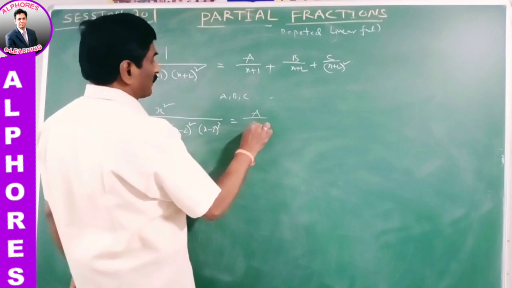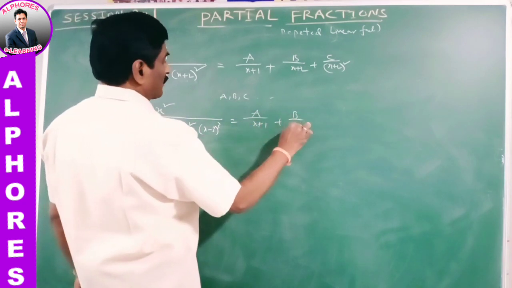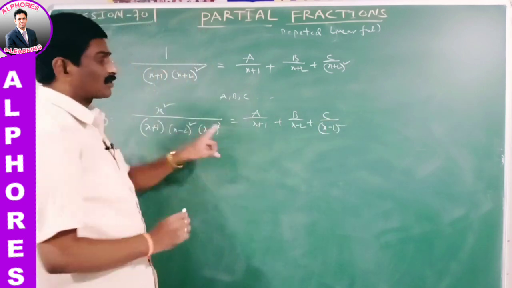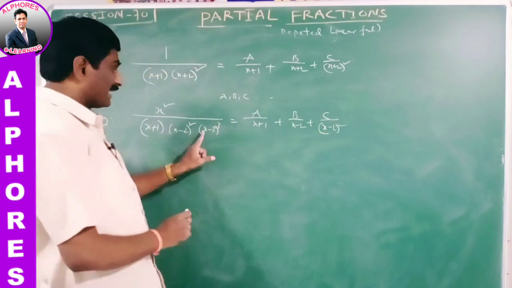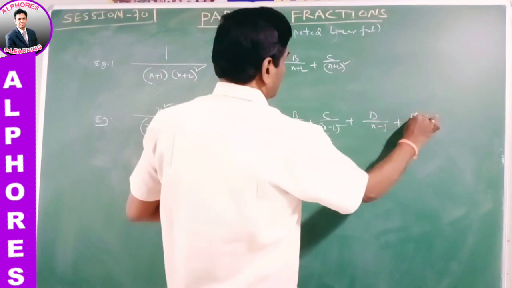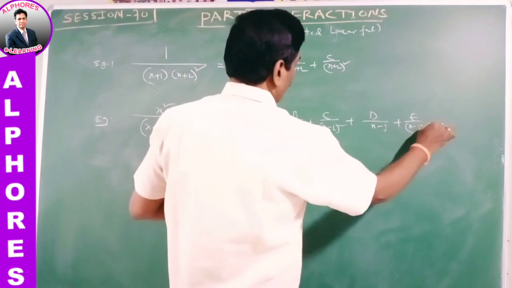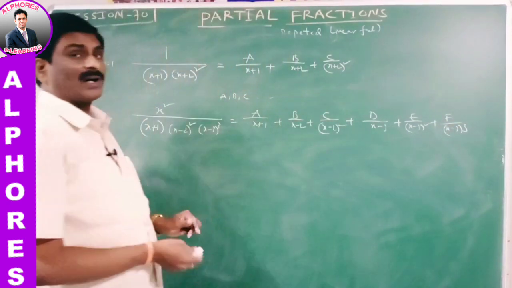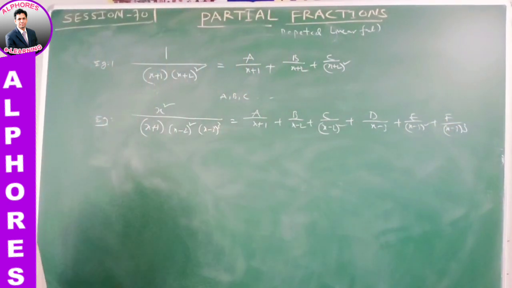A by (x plus 1) plus b by (x minus 2) plus c by (x minus 2) whole square. Okay, (x minus 2) whole square has 2 partial fractions. Next, (x minus 3) whole cube has 3: d by (x minus 3) plus e by (x minus 3) whole square plus f by (x minus 3) whole cube, where a, b, c, d, e, f are constants which are to be determined. Please note these values.